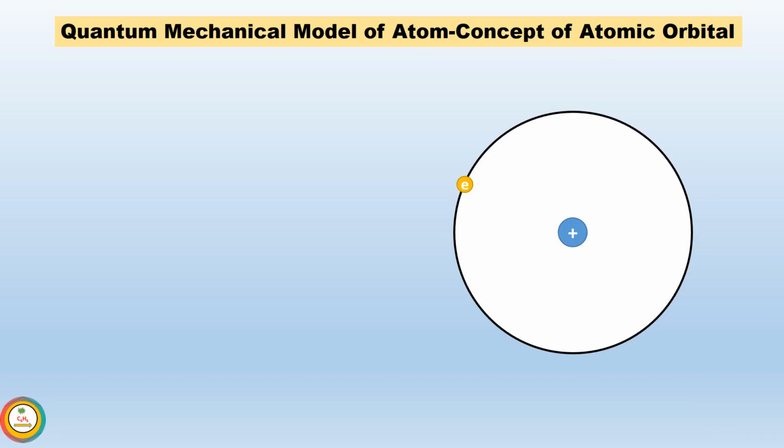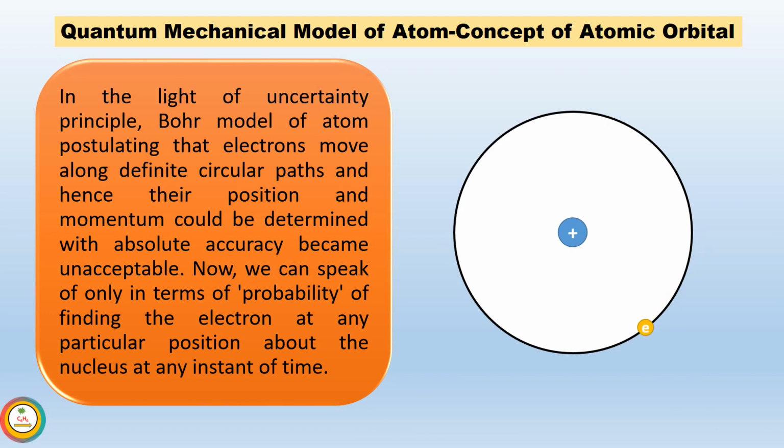Quantum mechanical model of atom. Now we look at the concept of the orbital. Before that, we knew only about the orbit. After quantum mechanics, a new concept came, known as the orbital. This is in the light of the uncertainty principle given by Heisenberg. According to it, we cannot simultaneously find the exact position and momentum of an electron or electron-like particles.